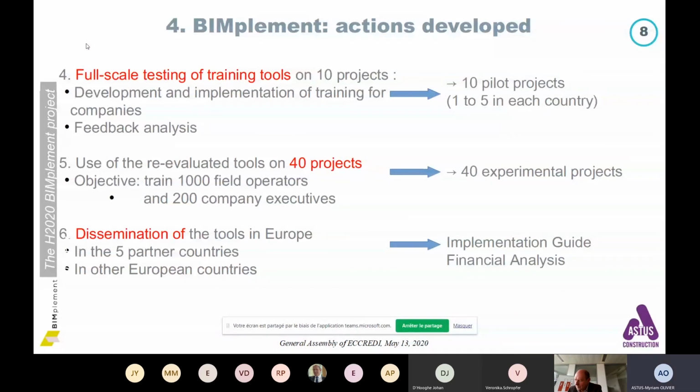Once that was done, we tested and applied these tools in real training on real sites, on real projects. More than 40 of these projects have been implemented, and we also have a dissemination of the tools, which is the last part of the project.